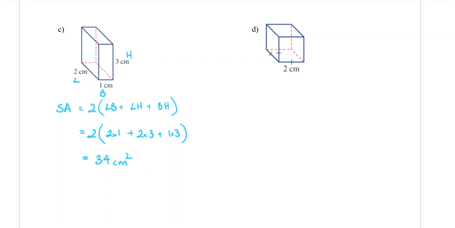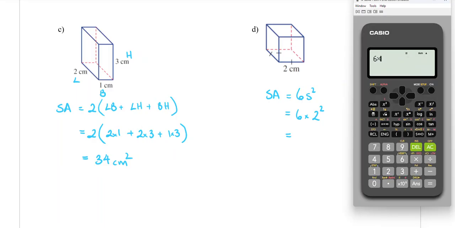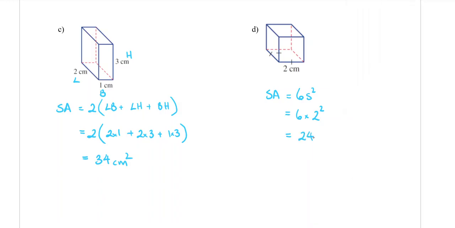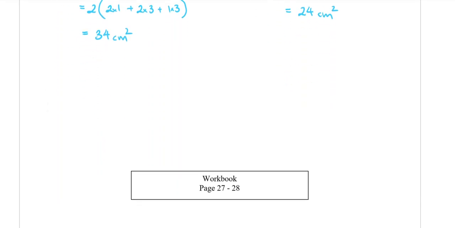Part D is a cube. The surface area of a cube is 6S squared. The side length is 2, so it'll be 6 times 2 squared. And you can put that in your calculator, which equals 24 centimeters squared. Okay, so cubes and rectangular prisms on page 27 and 28.